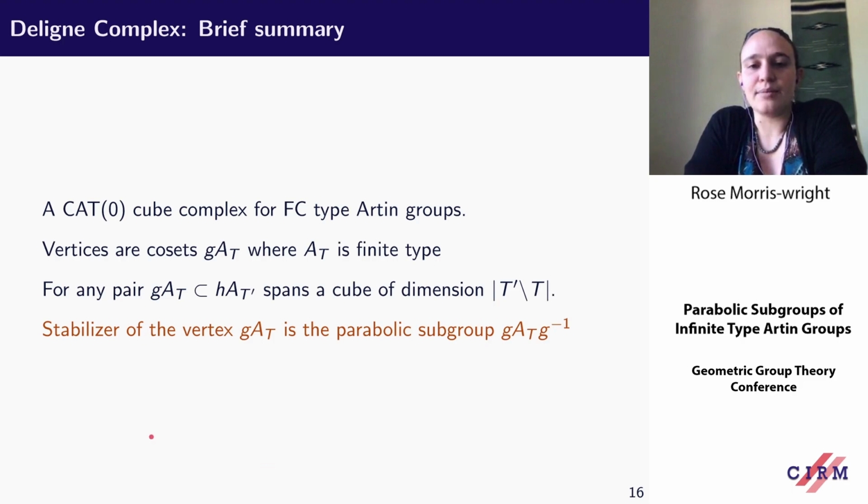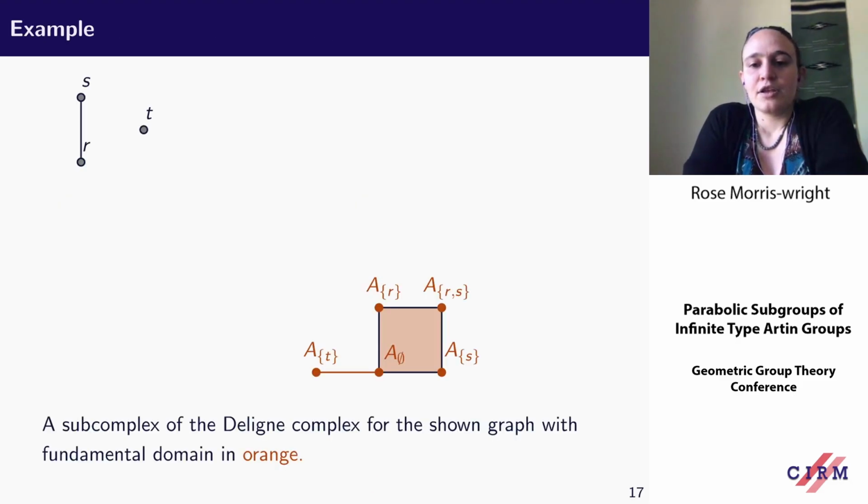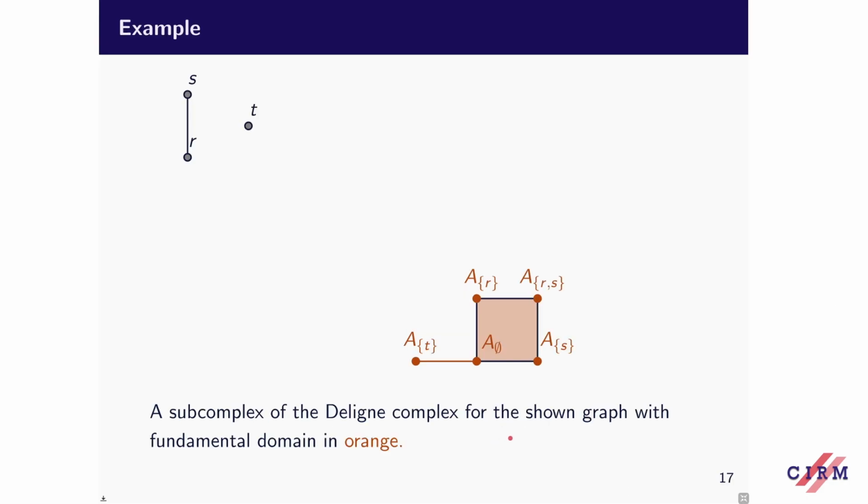So the main thing that I want you to know about this complex is that the Artin group acts on the complex by isometries, and the stabilizer of a given vertex is the parabolic subgroup. So we can study parabolic subgroups by looking at this action and looking at the stabilizers of the vertices. This is just a brief example to show you a subcomplex of the Deligne complex to give you a picture of how it works.